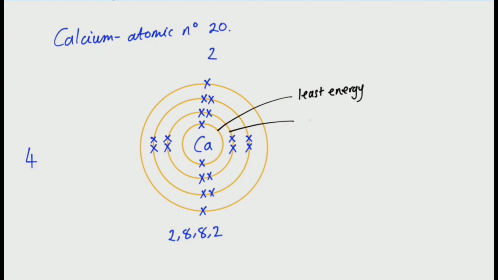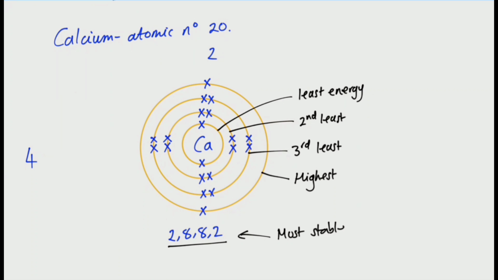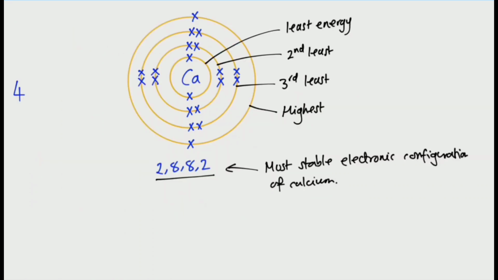Well, the first energy level has the least energy, the second has the second least energy, the third has the third least energy, and the fourth has the highest energy. That's the outer shell electron. So the way I've filled in those electrons, that electronic configuration of 2,8,8,2 is the most stable electronic configuration of the calcium atom. Now, some electronic configurations are more stabilizing than others.